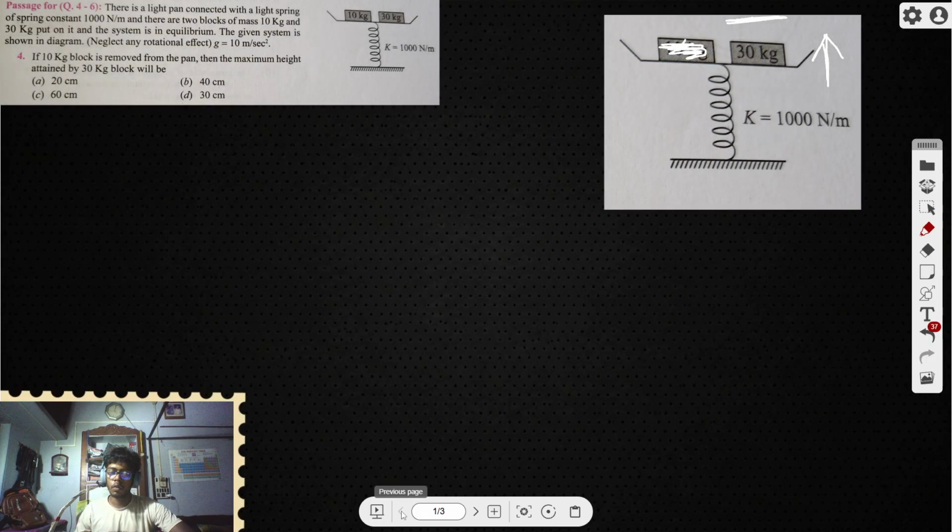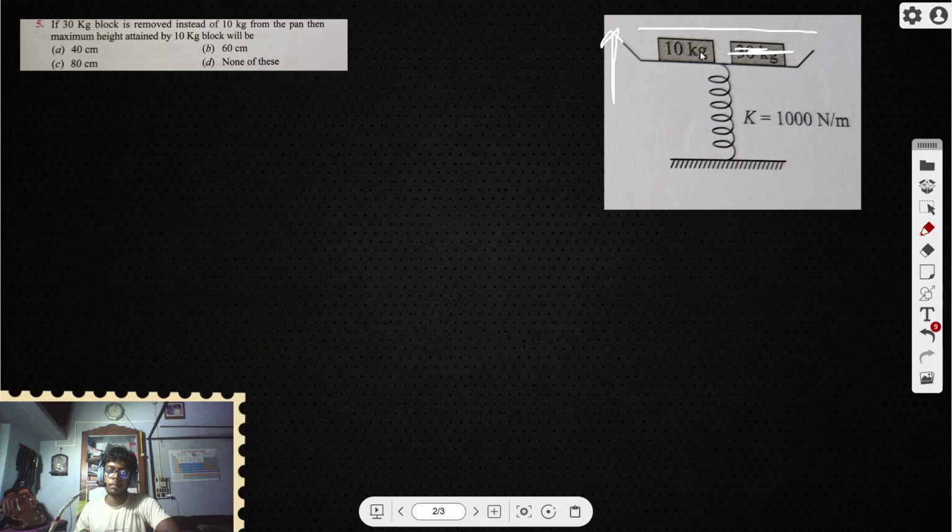Many of you will say that we'll go by the SHM technique. SHM technique means that we'll find the equilibrium positions for both cases, subtract them to get the distance between the equilibrium positions, and we know that H equal to 2A, where A is the amplitude. From that, you may think that you can go, but in this case, one very important phenomenon is going on: if 10 kg is removed, the 30 kg is going up, or if 30 kg is removed, the 10 kg is going up.